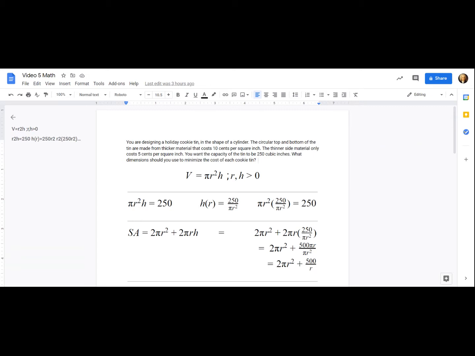And I've written down the scenario that you've written down in Brightspace, so I know I'm on the right track. It reads, you are designing a holiday cookie tin in the shape of a cylinder. The circular top and bottom of the tin are made from thicker material that costs 10 cents per square inch. The thinner side material only costs 5 cents per square inch. You want the capacity of the tin to be 250 cubic inches. What dimension should you use to minimize the cost of each cookie tin?